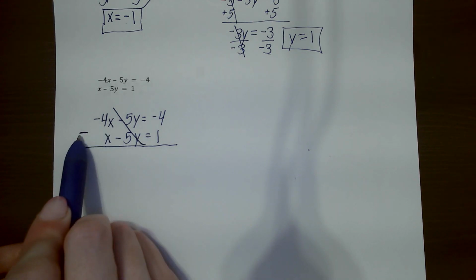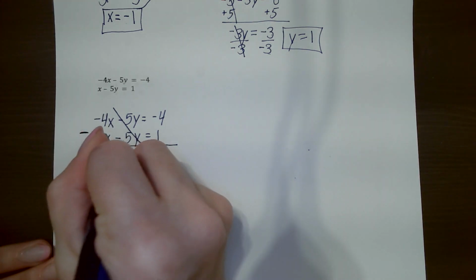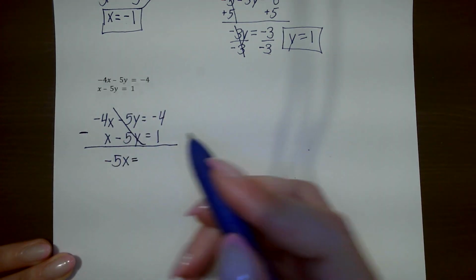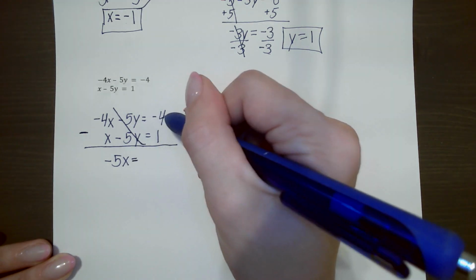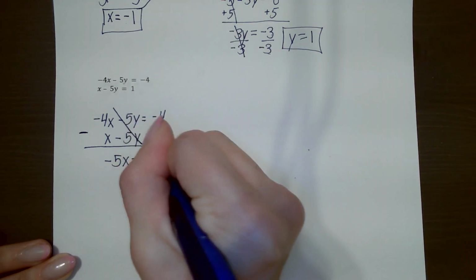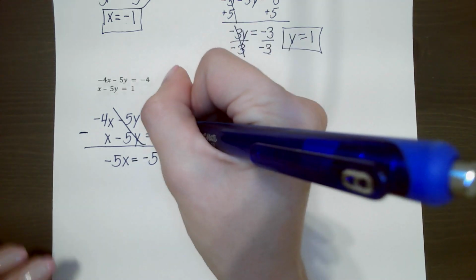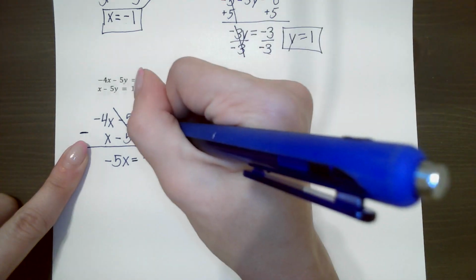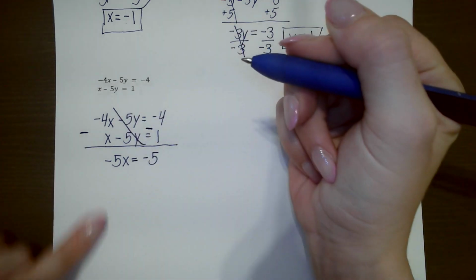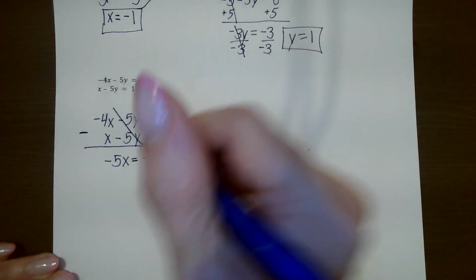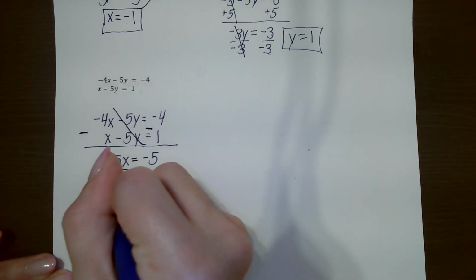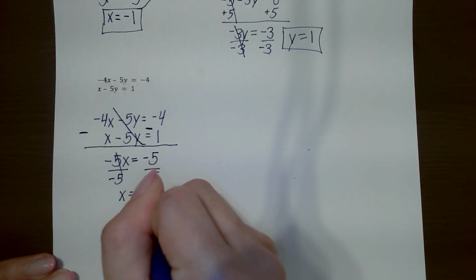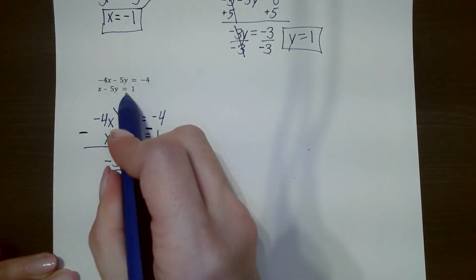Negative 4x minus x is negative 5x equals negative 4 minus 1, negative 5. Now, don't forget that even over here, you're still subtracting. So sometimes I even go in and write in the minus sign just so I remember. Now, negative 5x equals negative 5. Divide by negative 5 to get x alone. And x equals 1.